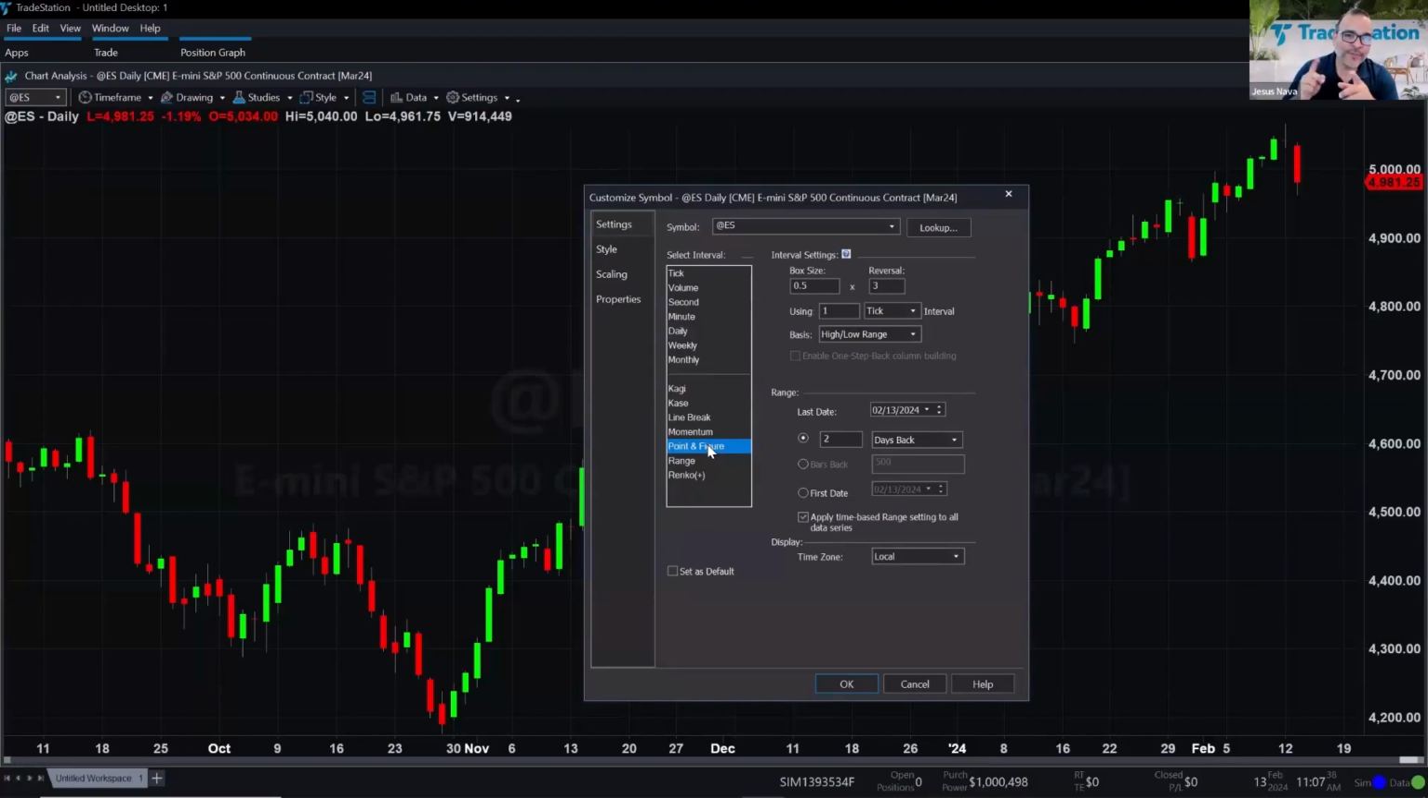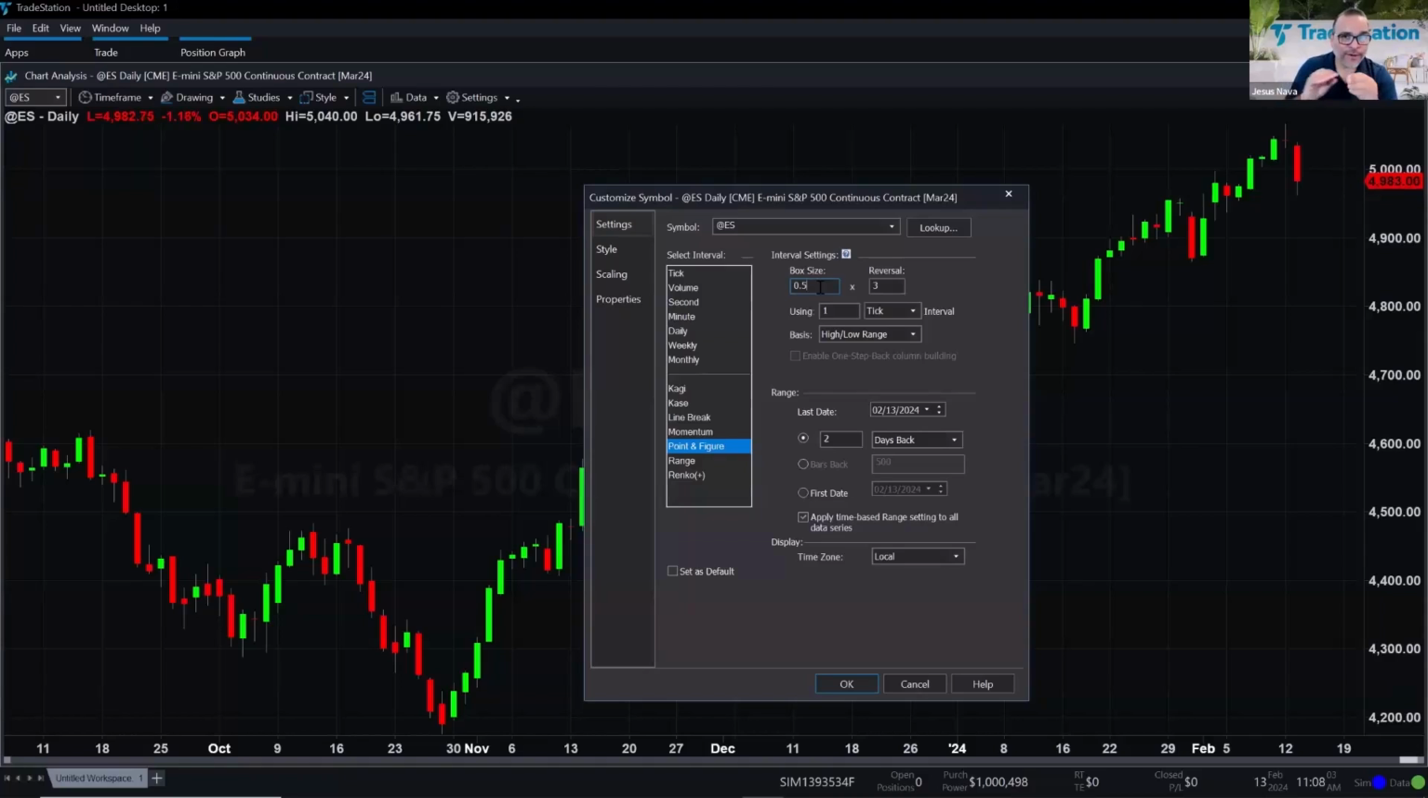Now, one of the things that we do have to specify when we select point and figure is the box size. Box size is what you consider to be a significant price movement, and a reversal is what you consider to be a reversal. That's very subjective, and it's going to be different for every trader. Of course, the box size is also going to determine the frequency by which you trade.